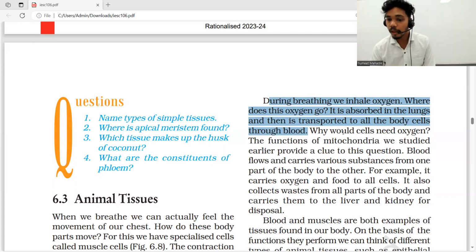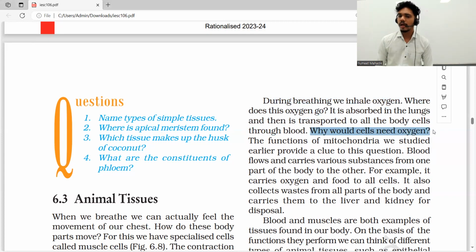So why would a cell need oxygen? Achha, this question's answer. What is the answer of this question? Why do we need oxygen? For respiration. What is respiration? If I'm moving something, I need energy. Okay, definitely, I need energy.